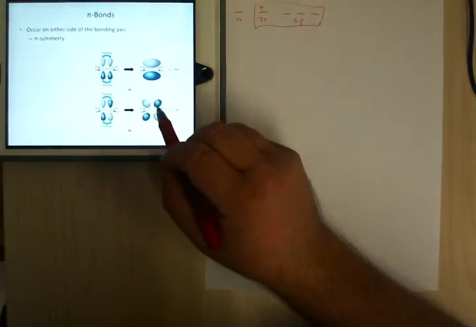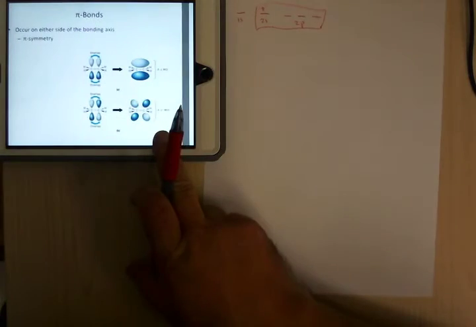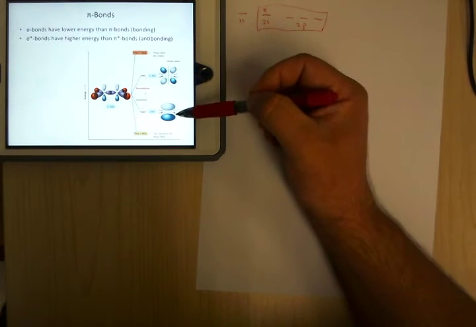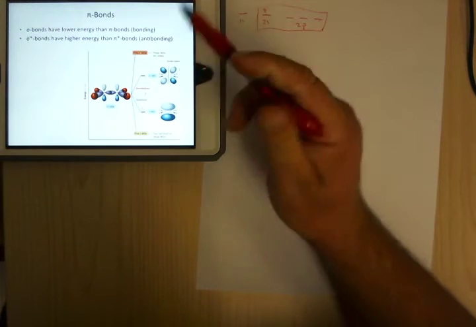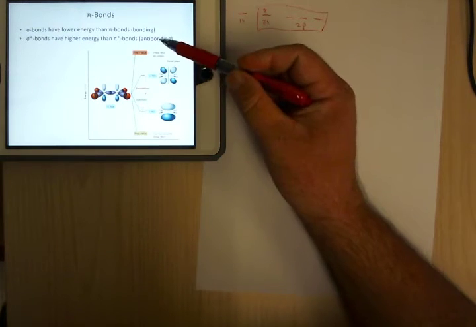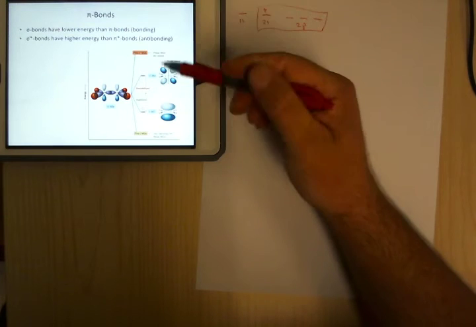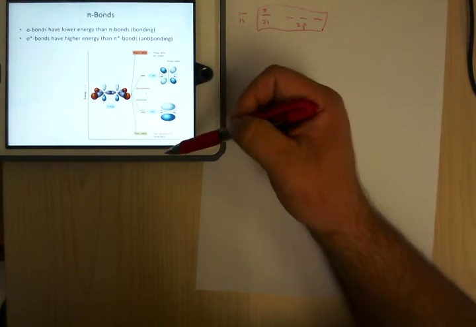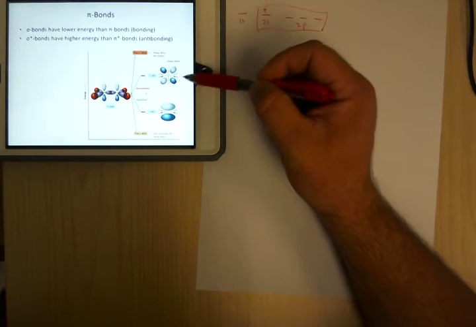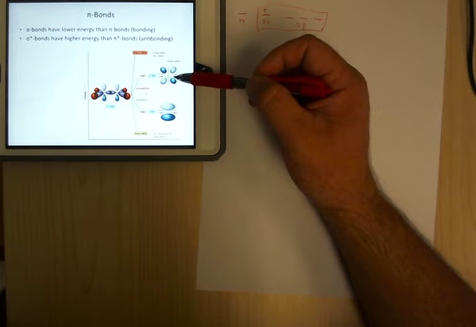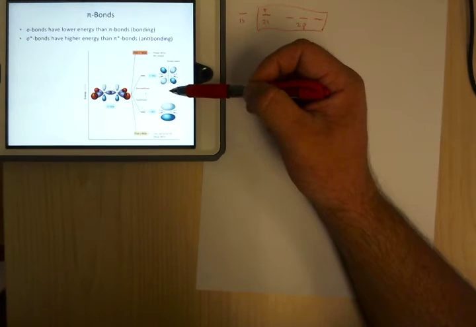You can get constructive interference to make the pi molecular orbital, or destructive interference to get the anti-bonding one. So now you get pi and pi star, but these are going to be lower in energy. The sigma is going to be the lowest and the highest, but the pi bonds are going to be sort of in the middle. Your pi bonding is still going to be lower, but not as low as the sigma. The pi anti-bonding is still going to be higher than the original, but not as high as the sigma anti-bonding. So not as much energy down, but not as much energy up either.